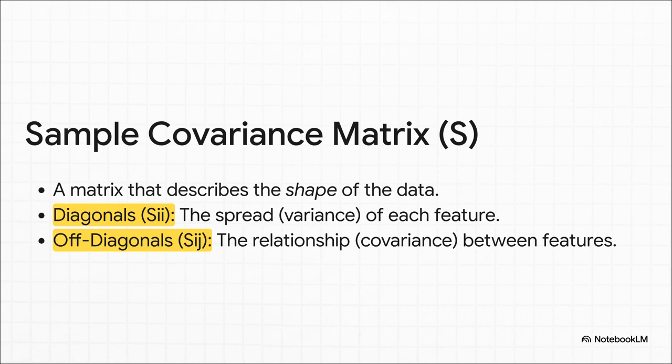To see this new shape, we need a special kind of map. And that map is the covariance matrix. It basically gives us the data's geometry. The numbers down the middle, the diagonal, tell us the spread of each feature. We've seen that. But the real magic is in the off-diagonal numbers. They capture the relationship, the covariance between any 2 features.